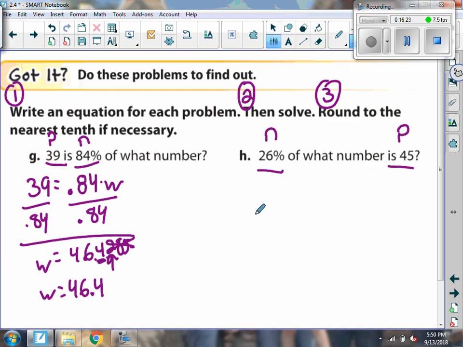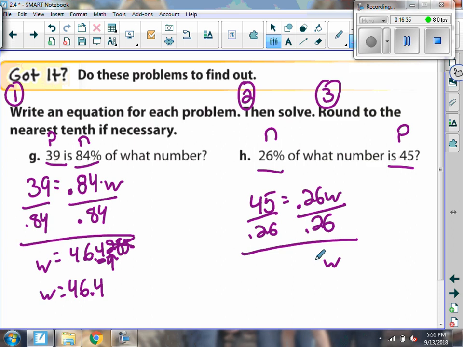Okay, H. 26 is our percent, and 45 is that's our part. So I have 45 is equal to 0.26 W. I'm going to divide both sides by 0.26. So I'll end up with W equals 45 divided by 0.26 gives us 173.076, and it keeps going. I'll stop there. So I want to round to my nearest tenth.